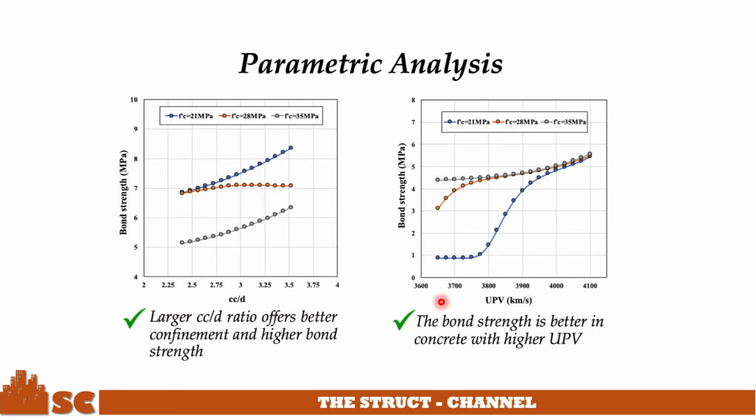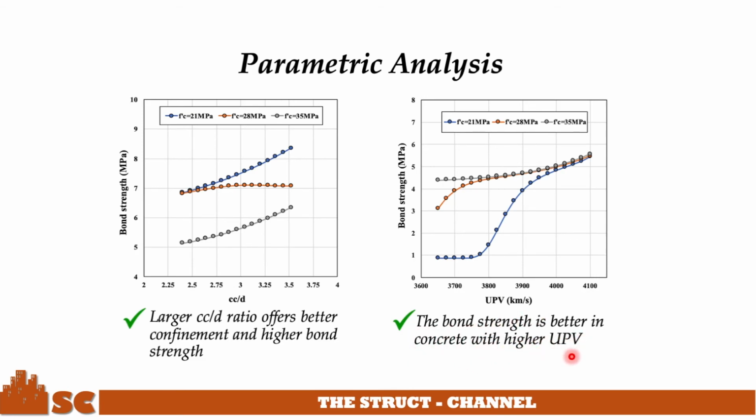Each parameter was varied in isolation to the other variables to understand its effect on the bond strength of concrete with corroded reinforcement. The bond behavior was also investigated for samples having different compressive strengths. It is evident in the first figure that larger CC over D ratio offers better confinement and higher bond strength. The crack resistance was improved due to larger concrete cover enveloping the reinforcement. The radial stress due to expansion of corrosion products was effectively resisted by the increasing cover, offering better adhesion of steel in concrete.